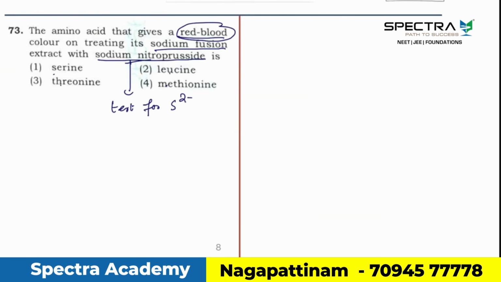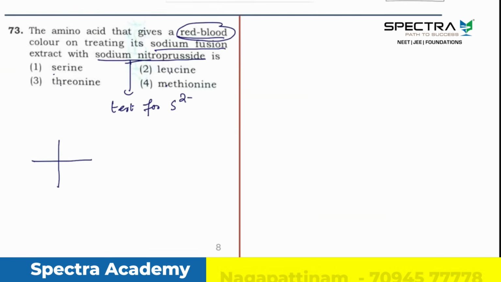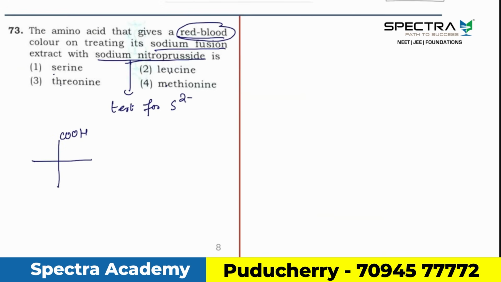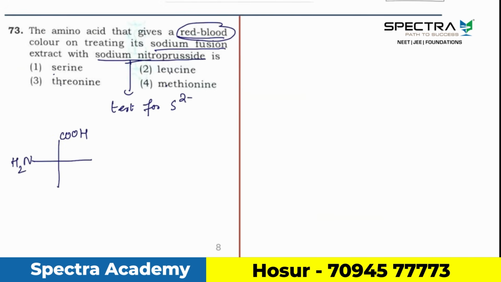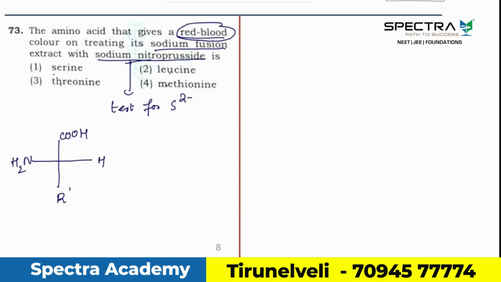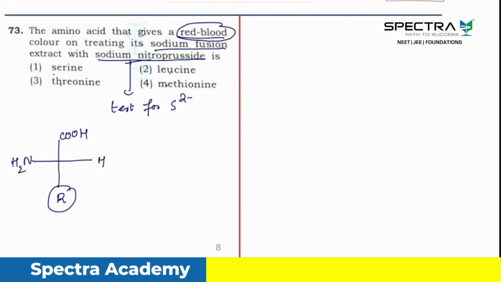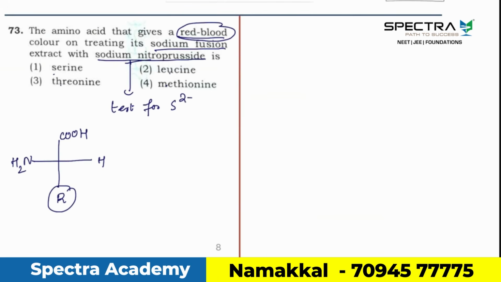So let's see. Generally, when we take the structure of an amino acid, it will have a chiral carbon having an acid group, an amino group, then one hydrogen and one alkyl group. Based on this change in the alkyl group, different amino acids come. So let's check the structures of the amino acids present in the options.